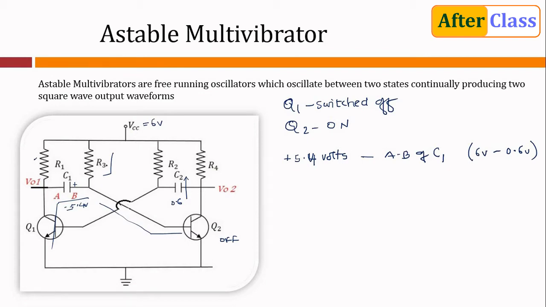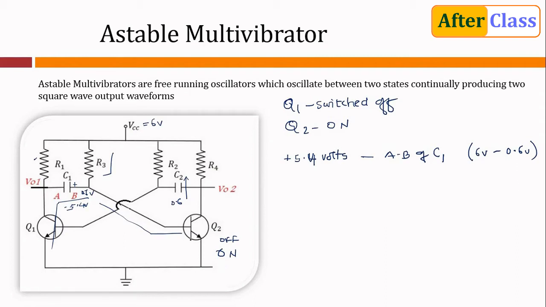However, it never reaches the value of VCC, because as soon as this voltage reaches a value of 0.6 volts positive, look here, the moment this voltage reaches 0.6 volt, where this voltage is connected, it is in turn connected to the base of transistor Q2, which is off. So the moment 0.6 volt is available to the base of transistor Q2, it will be driven to the on condition, that is saturation. This transistor Q2 turns fully on.